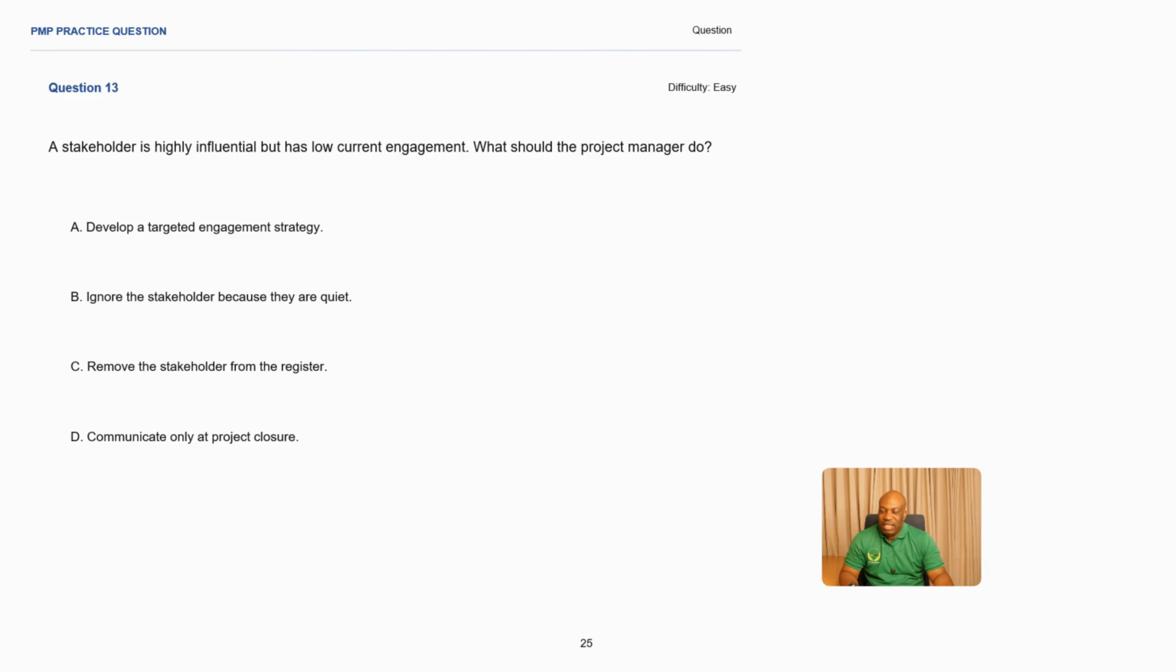Practice question number 13. A stakeholder is highly influential, but has low current engagement. What should the project manager do? The difficulty here is considered easy. So what is our problem statement? The stakeholder is highly influential, but has low current engagement. So the issue is the stakeholder is very influential, but the engagement is very, very low. So what should the project manager do?